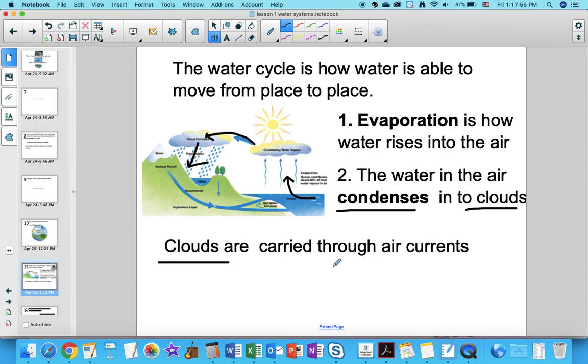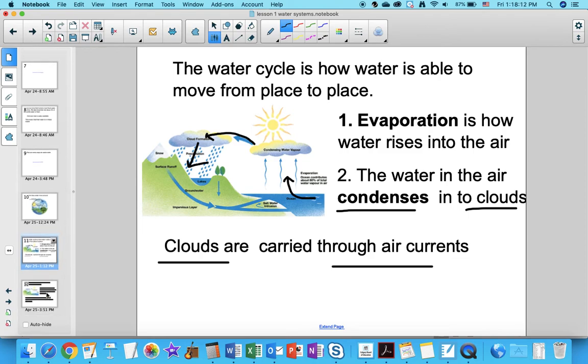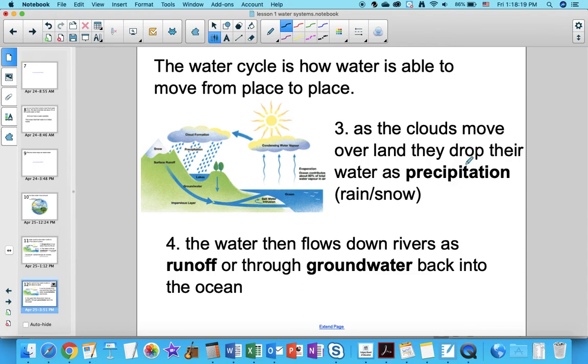The clouds move around because of air currents, right? Clouds constantly move around because air is pushing those clouds around. So as water evaporates and forms clouds, air or wind is pushing those clouds in other directions and causing water to be spread around the area rather than just falling out from the same spot. Right? So as clouds move over land, they drop their water as precipitation. And this can be in the form of rain or snow or anything in between.